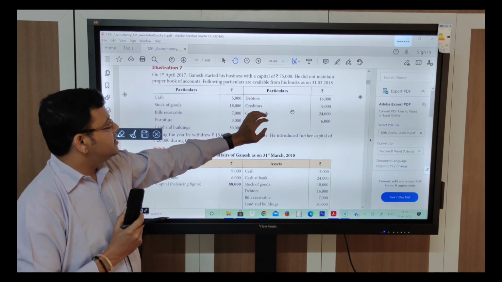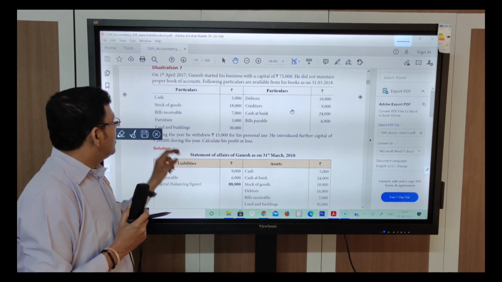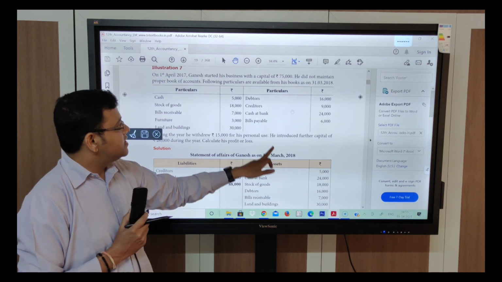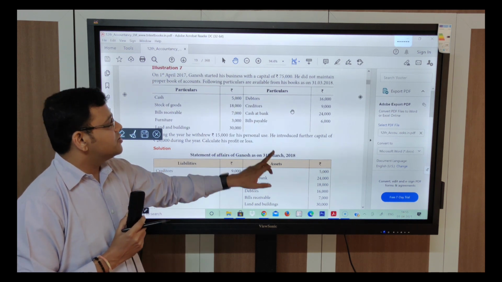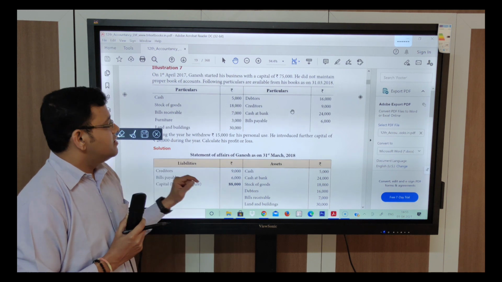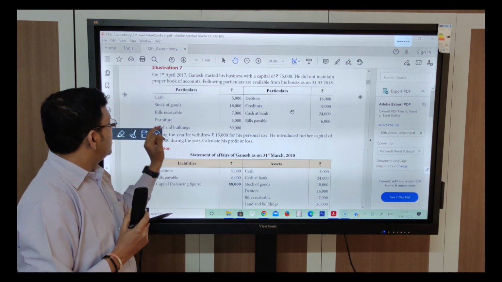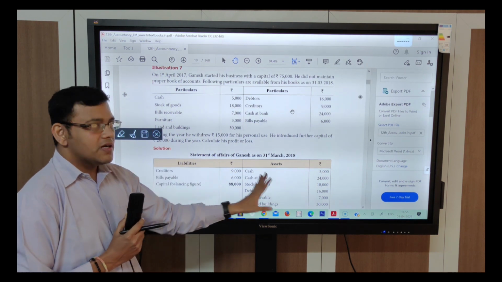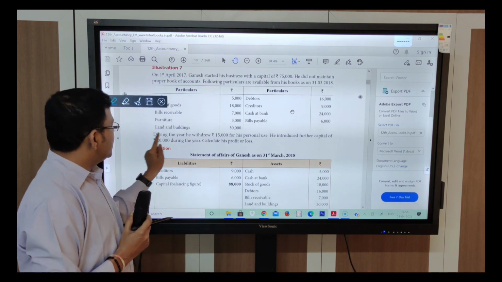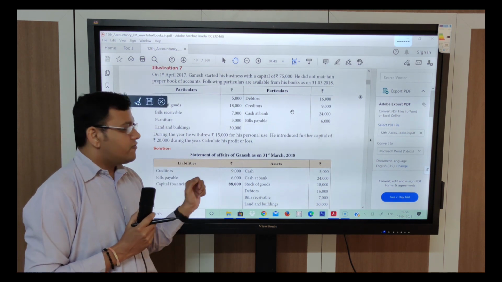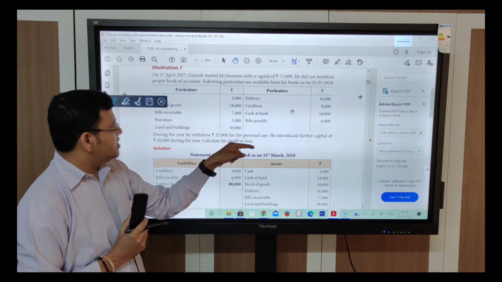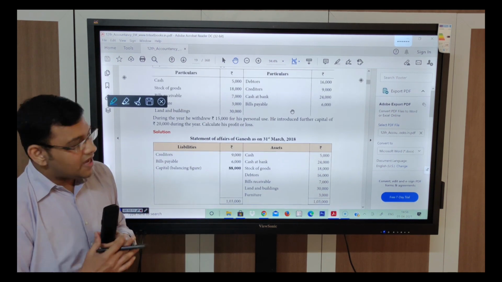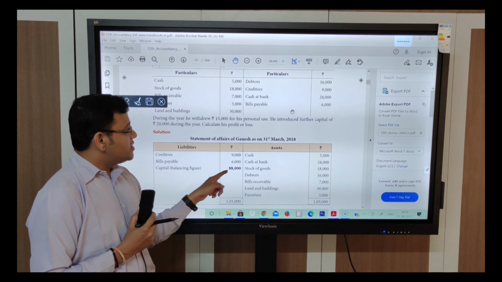So they have given the particulars: debtors, creditors, cash in bank, bills payable, cash, stock, bills receivable, furniture, and land and building. So we will take the debtors to asset, creditors to liability, cash at bank to asset, bills payable to liabilities, cash to asset, stock to asset, bills receivable to asset, furniture to asset, land and building to asset. Now, what happens? During the year, he withdrew 15,000 for his personal use, and he introduced further capital of 20,000. So once we transfer all these balances, we'll come to know that the capital is how much?